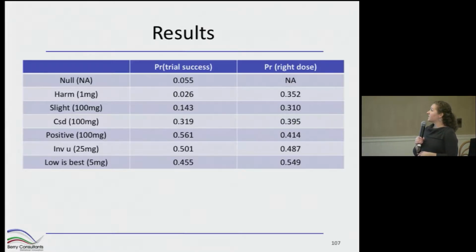The far column on the right shows the probability of picking the best dose, and that best dose is described here in parentheses. So for example, in the positive scenario, we had about a 40% probability of choosing the best dose. And in these inverted U scenarios, we had about a 48% probability. So some of that depends on how many doses are good and what's the magnitude of the difference between your best dose and maybe the second best dose.